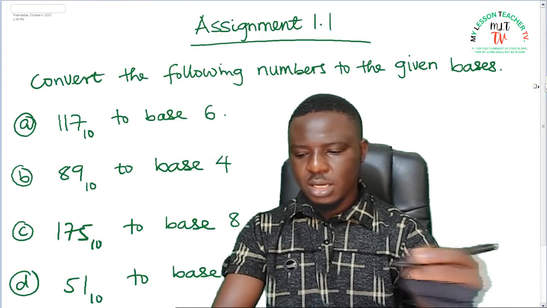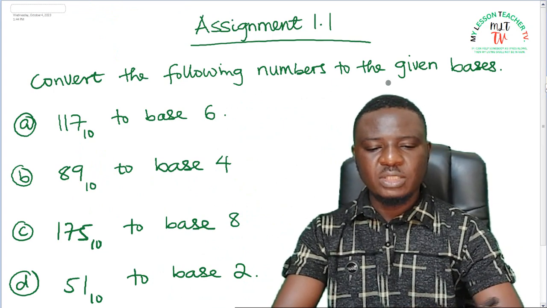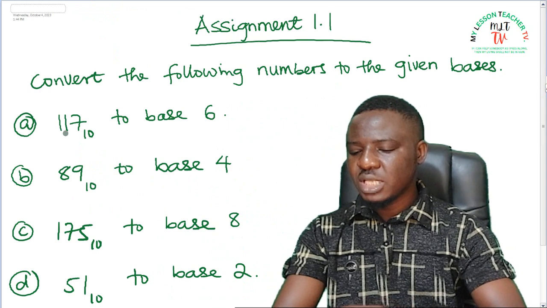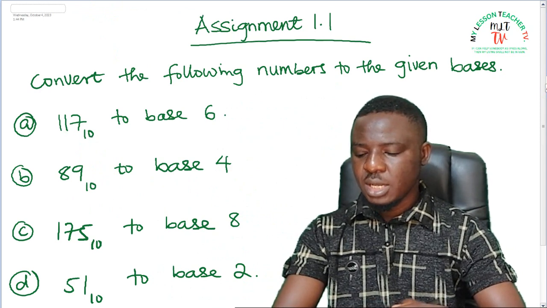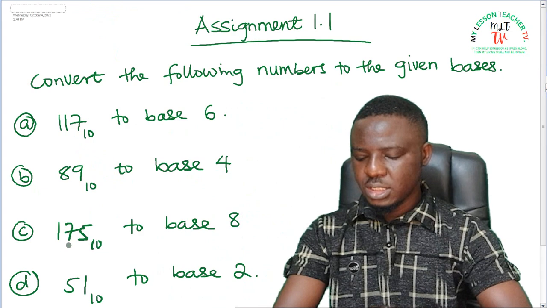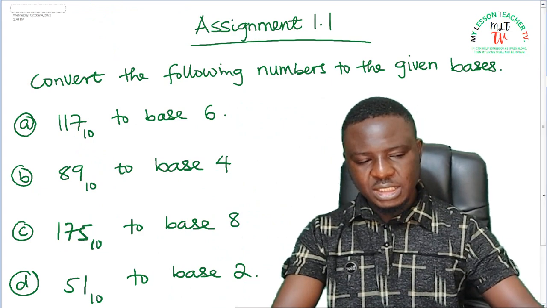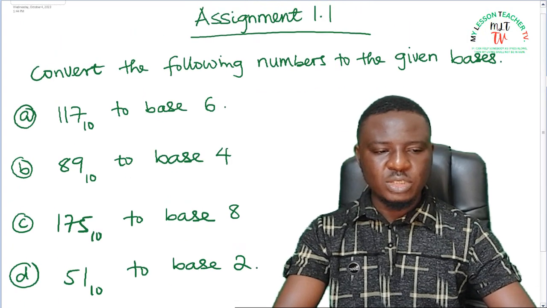But before we go, let me give you this as an assignment. You have to convert the following numbers to the given bases. A, convert 117 base 10 to base 6. B says you should convert 89 base 10 to base 6. C, convert 175 base 10 to base 8. D, convert 51 base 10 to base 2.